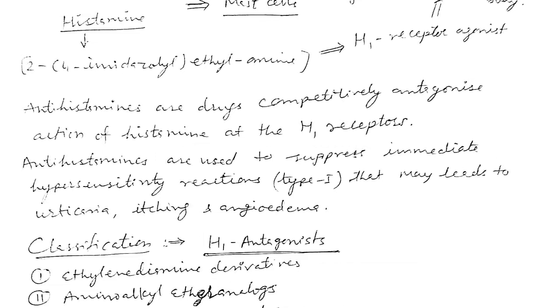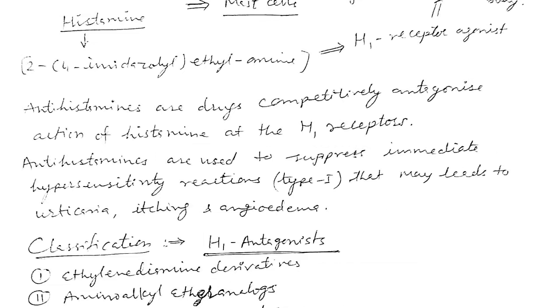H1 antagonist is responsible for allergy reactions. So you can say the H1 receptor is responsible for allergy reactions and hypersensitivity reactions. These allergy and hypersensitivity reactions can be immediately treated using antihistaminics, and antihistaminics are competitive antagonists of the action of histamine. So they will compete with histamine in binding with the H1 receptors.